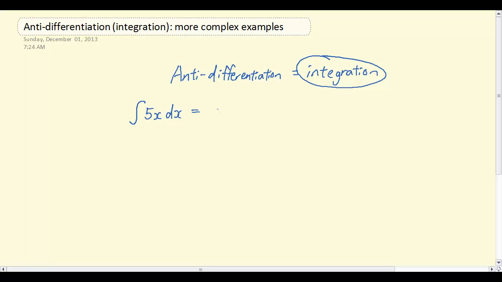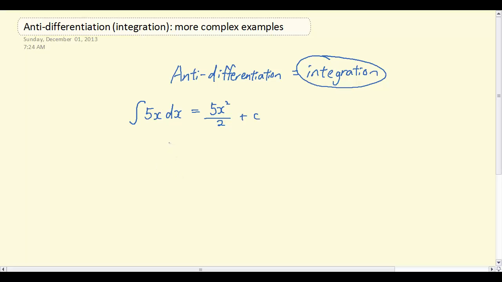As in the last tutorial, you can use the formula to integrate this, and that gives you 5x squared over 2 plus c. In other words, 5x squared over 2 plus any number you want will differentiate into 5x.